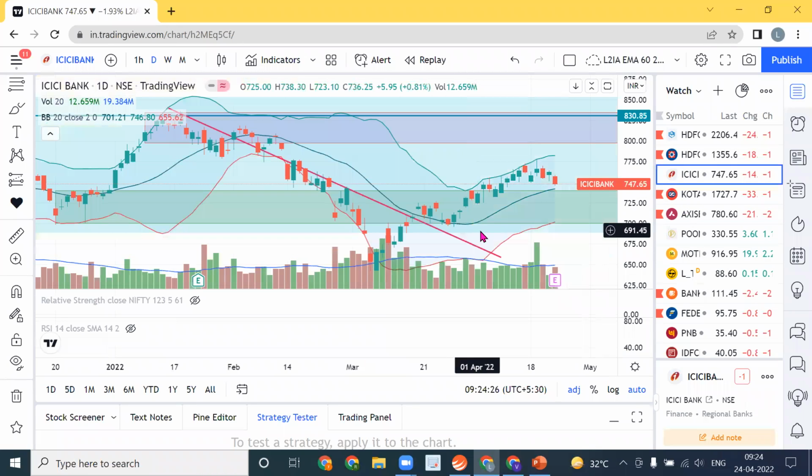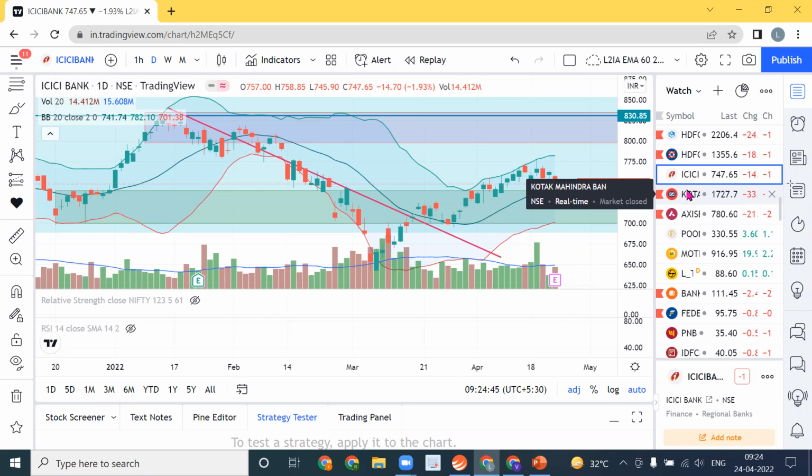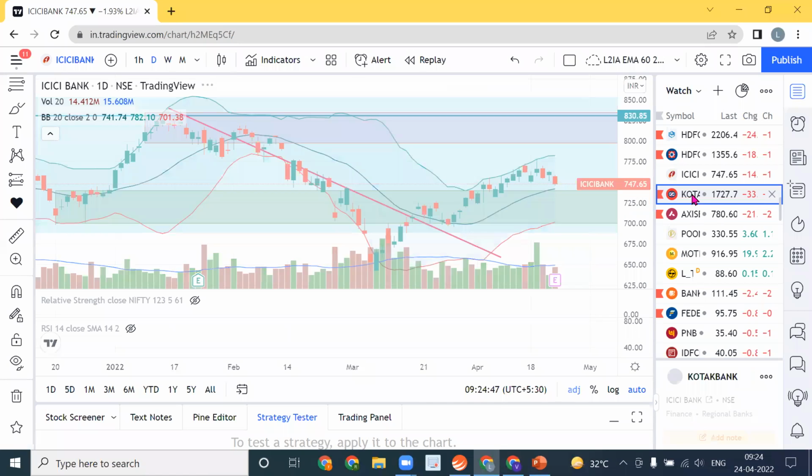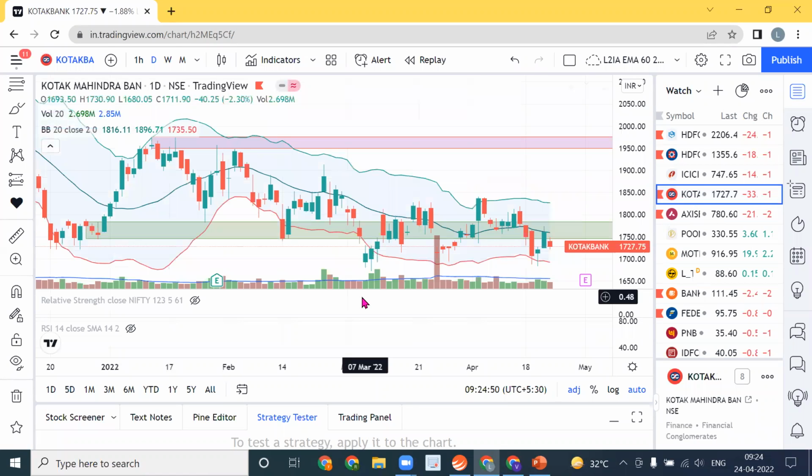ICICI Bank is currently in a squeeze. The result was good. Monday it will start moving up, but you cannot be sure. The reason why I'm saying this is, even though the banks have done well, overall the banking sector is going down. So there is always a possibility that you may find the sector going down further and the stock will also get affected. See this Kotak, continuously it is in a very narrow band.